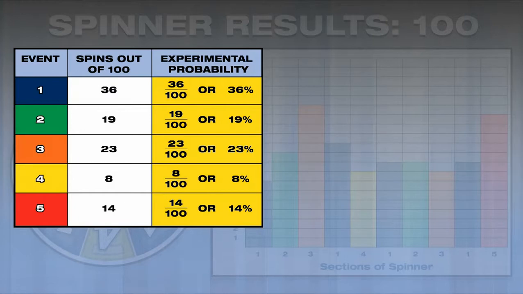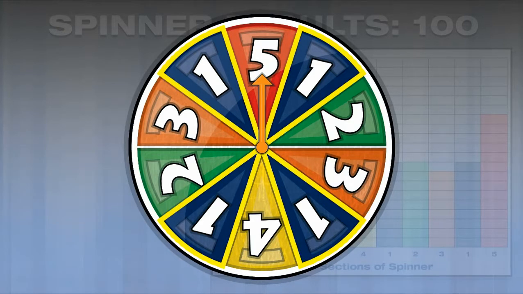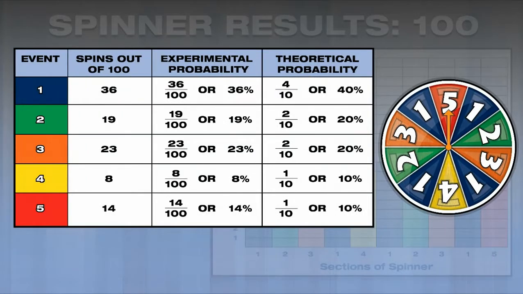We just determined the probability of spinning each number with an experiment. We could also determine the probability by analyzing the actual spinner. Take a look. The spinner is divided into 10 equal sections. 4 sections of the spinner show 1. In theory, we should expect to spin a 1 4 times in 10 spins. That's 4/10 or 40% of the time. This is the theoretical probability of spinning a 1. Here is the theoretical probability of spinning a 2, 3, 4, and 5.